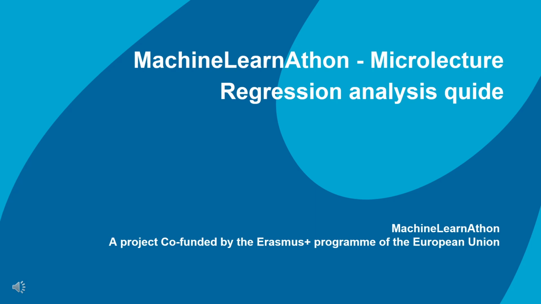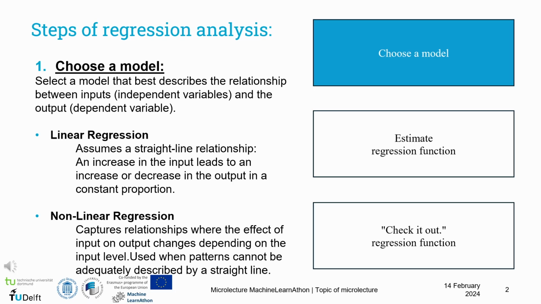Welcome to this microlecture on regression analysis, where we will walk through the key steps of building, checking and applying regression models. Let's dive in. The first step is to choose a model that describes the relationship between the inputs and the output. If the data shows a straight line relationship, we use linear regression. If not, we consider nonlinear regression, which handles curves or changing effects depending on the input level.